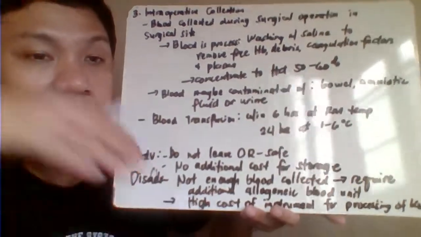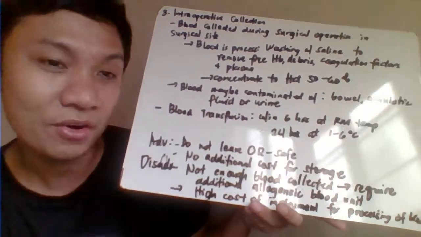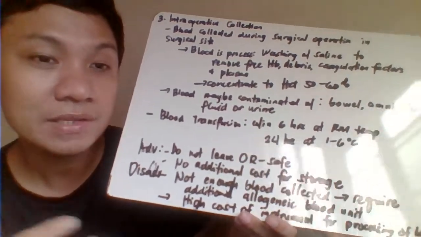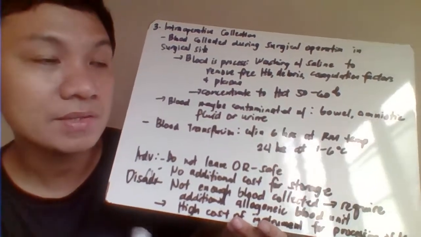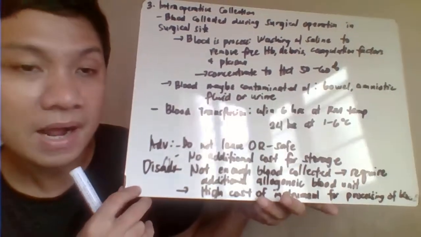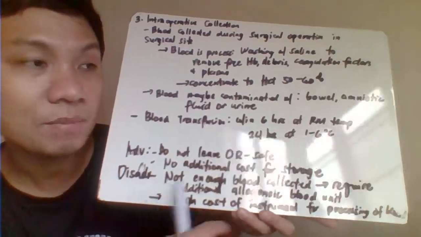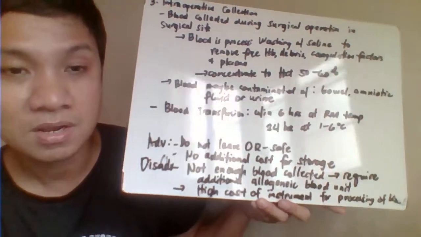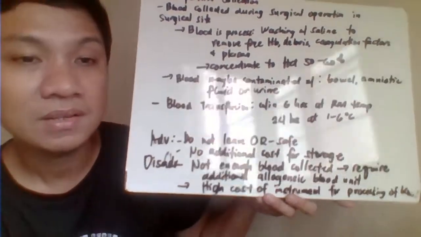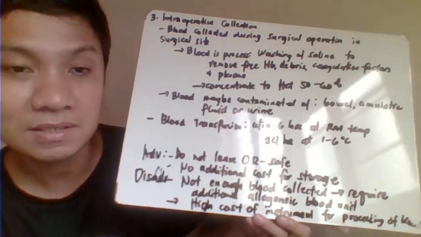Meaning, you will look for a donor or available blood in a blood bank in order for you to transfuse in addition to the blood that is being collected from the surgical site and processed. And of course, here, high cost of the instrument. You still have to process it, so the processing fee is expensive because of the instrument used for that. So, those are the disadvantages.